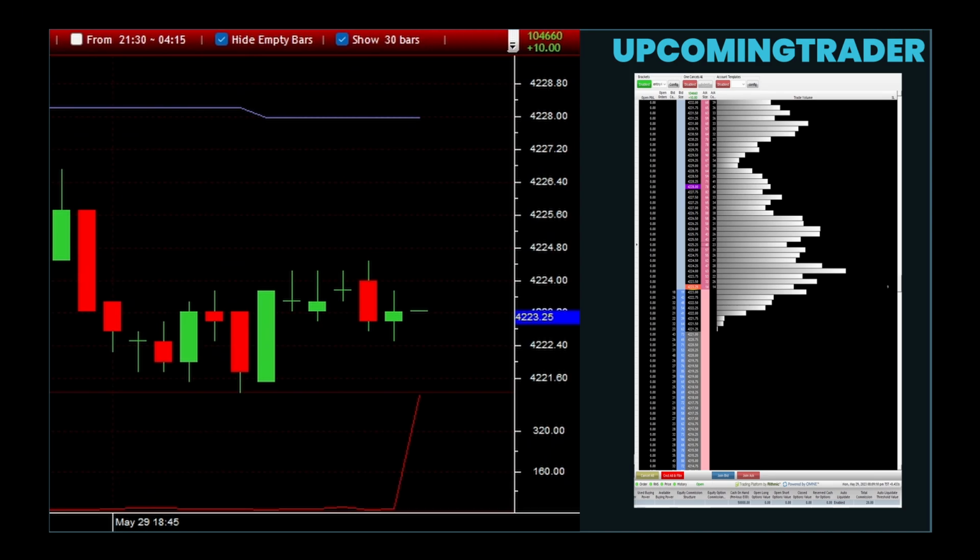For instance, when the price breaks out of a triangle pattern and there is a spike in volume, this means the breakout is likely real and not just a false signal. But if the volume is low, be careful. The move might not have enough momentum to continue.